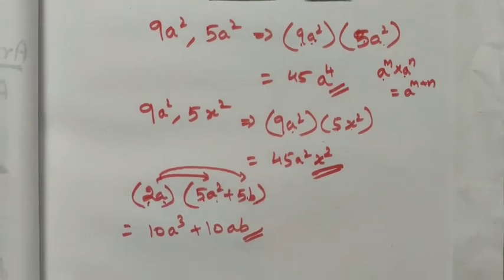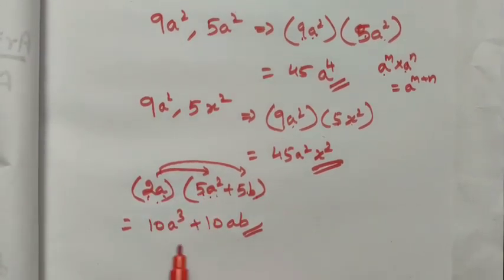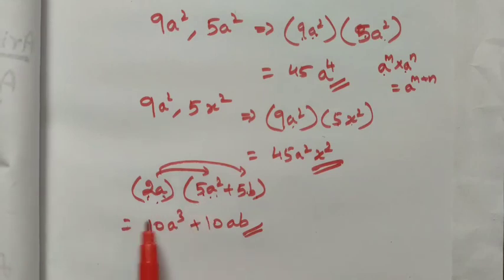So this is monomial into binomial form. In this step, when we are multiplying, we didn't look at like terms or unlike terms or whether the powers are equal or not equal. We just multiply the coefficients and we get the answer, right?